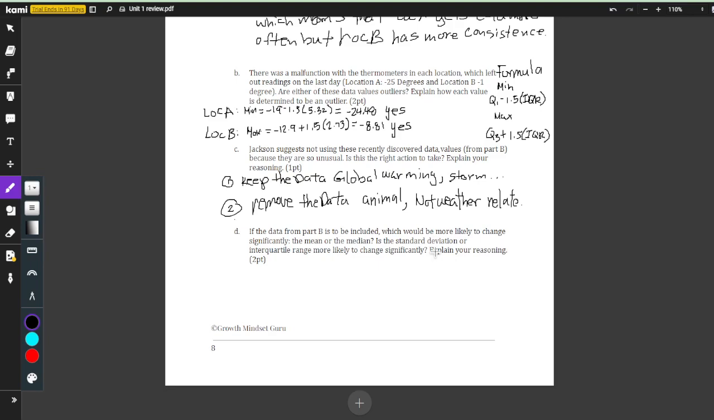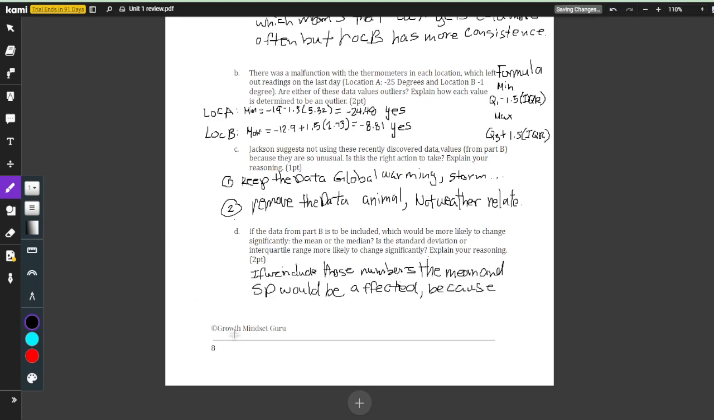Explain your reasoning. So in this case, if we do include those numbers, the mean and standard deviation would be affected. And we would give a reasoning because of how the distributions work.